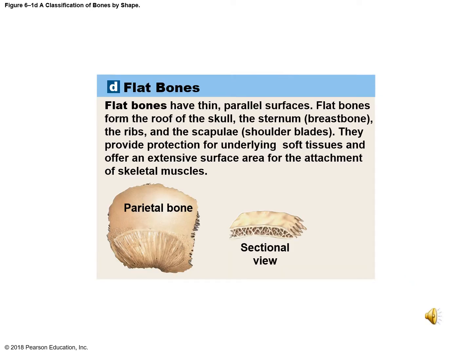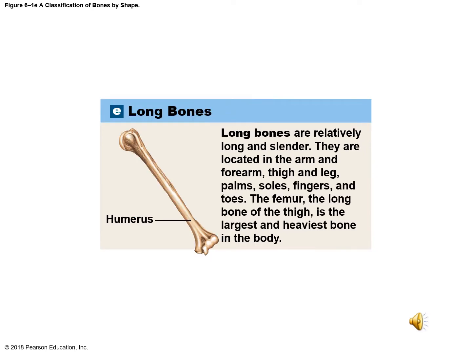Flat bones are thin bones. They have parallel surfaces. They are made with a lot of spongy bone in between the two surfaces, and you find these in the skull bones as well as other places. Long bones are relatively long. They're slender. They're going to make up the long bones in the arm and the legs, the palms of your hands, the forearms.